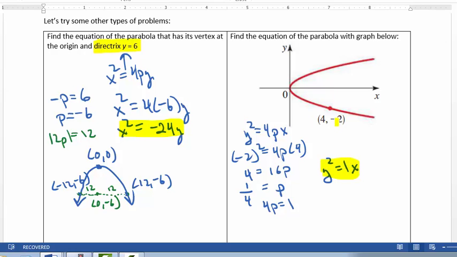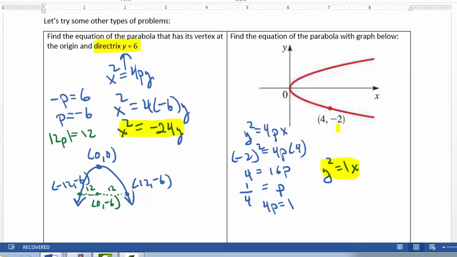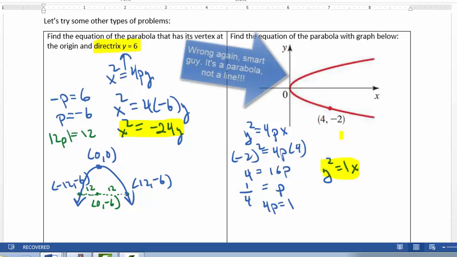Which makes sense from this point, right? Because what happens if you square x, you get 4. So 4, negative 2 would fit on that line there.